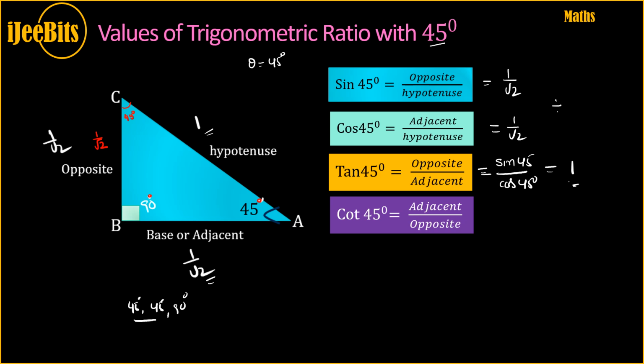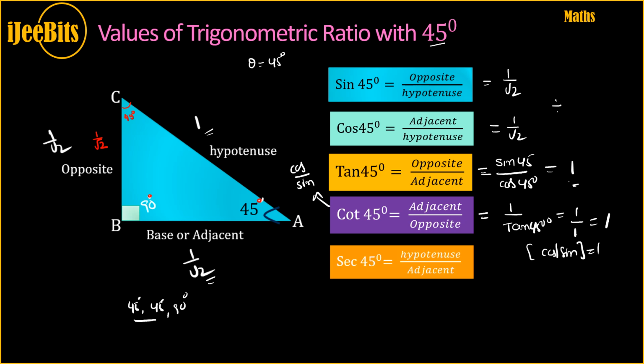Now look at cot 45. We know cot 45 means the reciprocal of tan 45. Tan 45 we just computed, which is 1, and hence 1 by 1 equals 1. We can also say cot means cos by sine, which is also equal to 1. That's another definition for cot: cos by sine.